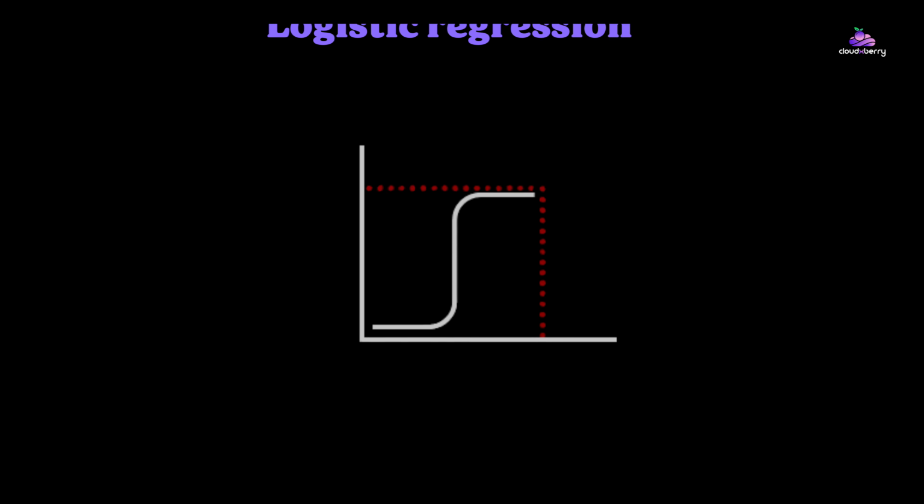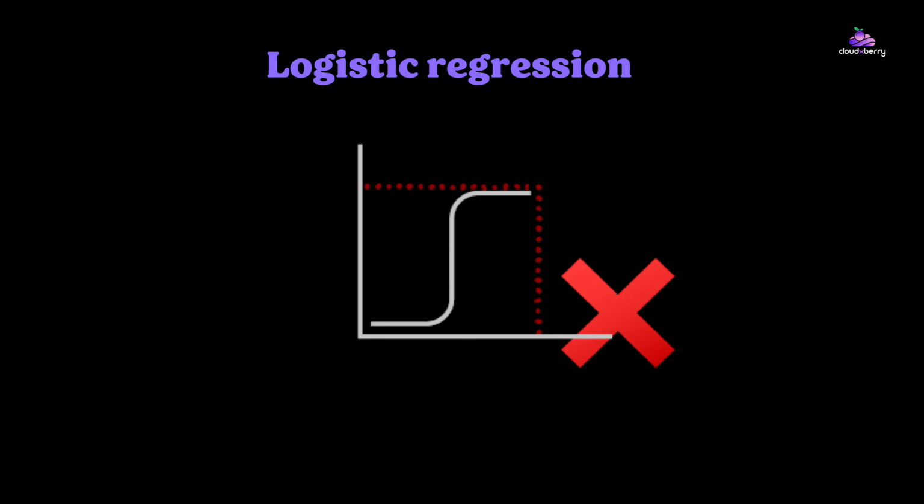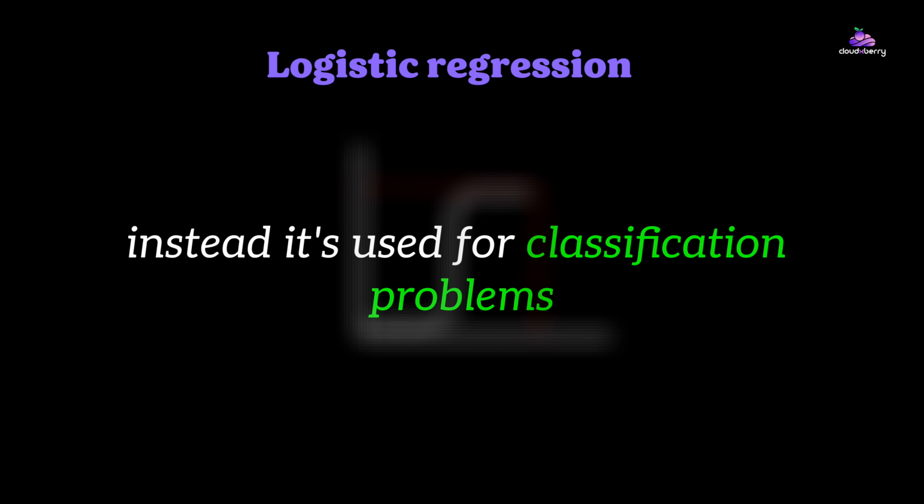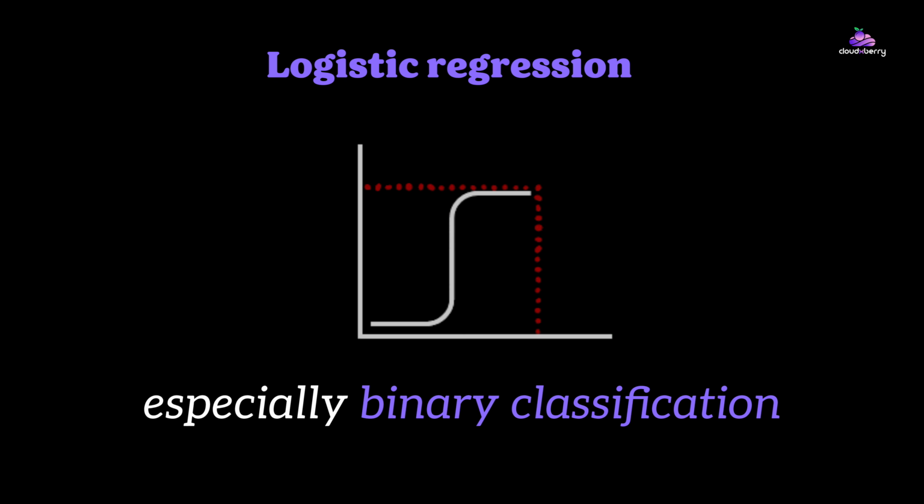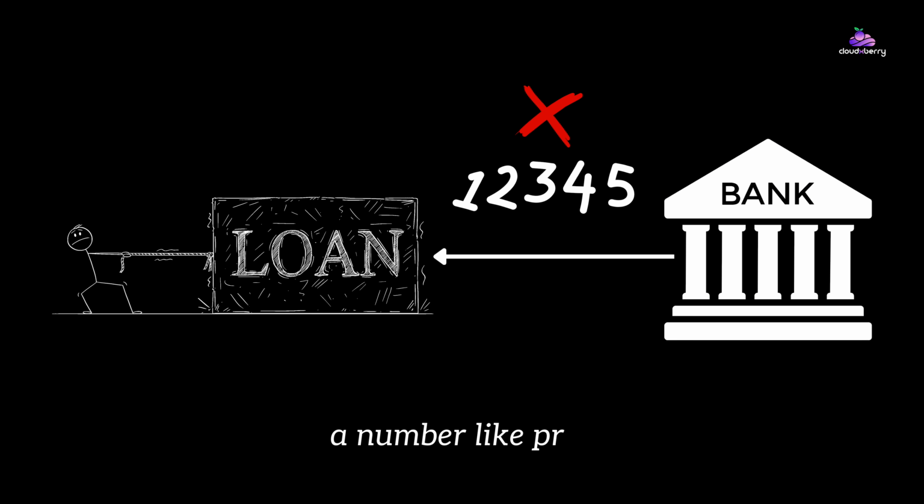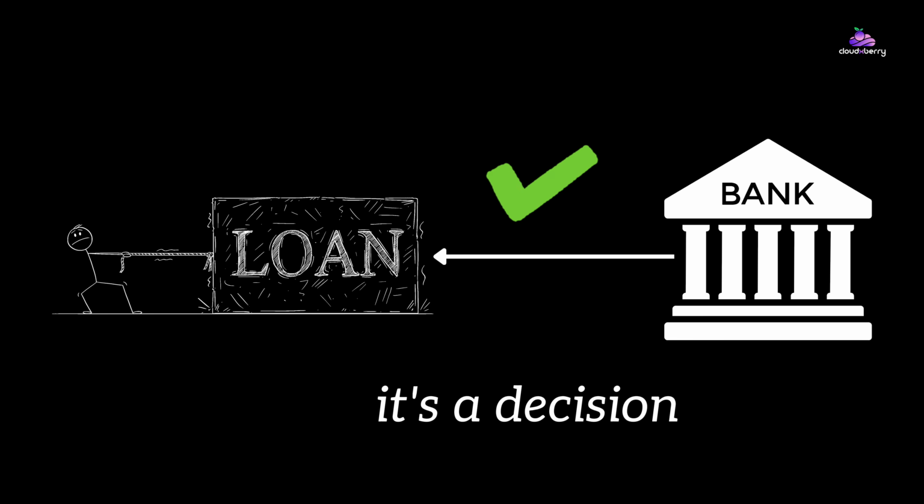Now let's move to logistic regression. Despite the name, this is not used for predicting continuous values. Instead, it's used for classification problems, especially binary classification. Think of a bank deciding whether to approve a loan application. The output is not a number like price, it's a decision, approve or reject.